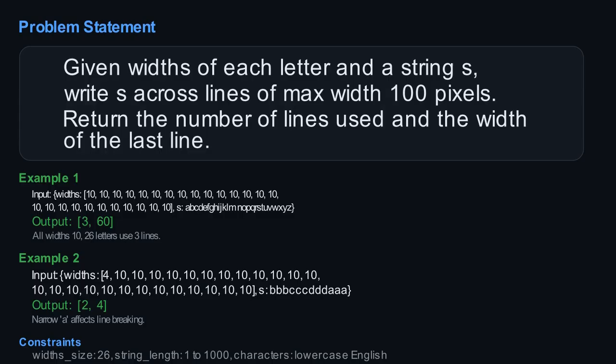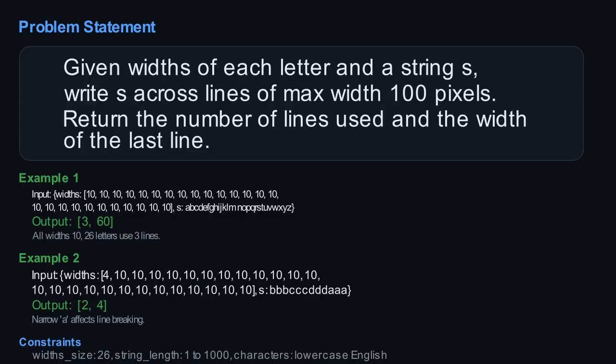Why is this tricky? Because we cannot just count the letters. A line might have 10 A's but only 5 W's. The width varies. We have to simulate the writing process, letter by letter, keeping a running total of how much space we've used on the current line. If we mess up the math even once, we might put a letter on the wrong line, throwing off the entire count. We also have to remember that we always start on the first line, so the minimum answer is always one line, even if the string is empty or just one letter.